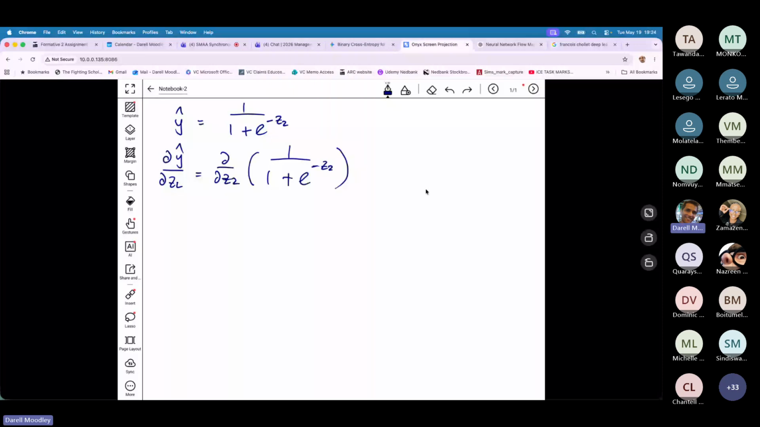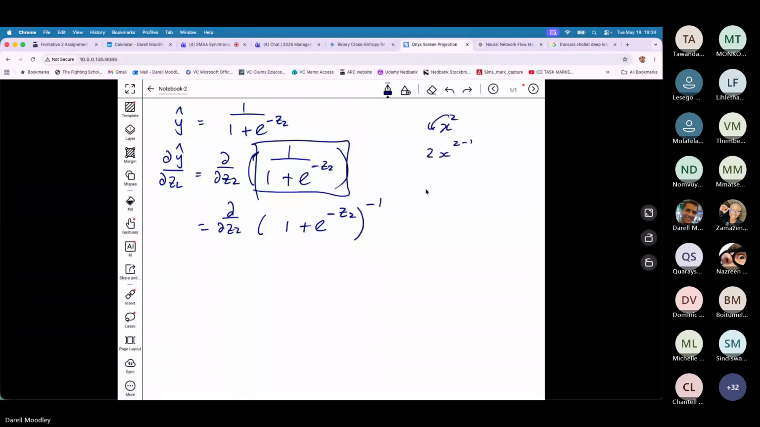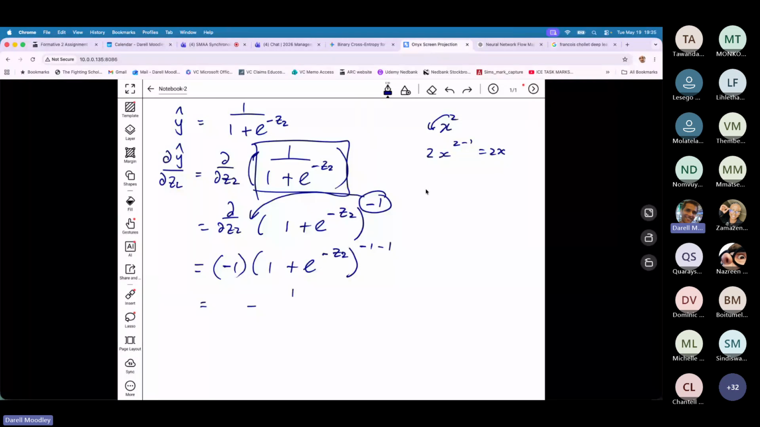First thing I'm going to do is rewrite this thing in brackets like this: 1 plus e to the minus z2, to the minus 1. It's the same thing. I just wrote it on the top and put a negative exponent. Now if I want to find the derivative, following that rule, remember what I said, if you want the derivative of x squared, it's 2 times this whole thing to the power 2 minus 1, which is 2x. So it's the same thing I'm going to do here. I'm going to multiply this whole thing by the exponent, so it becomes minus 1 times everything in the bracket, and then the exponent becomes minus 1 minus another 1.